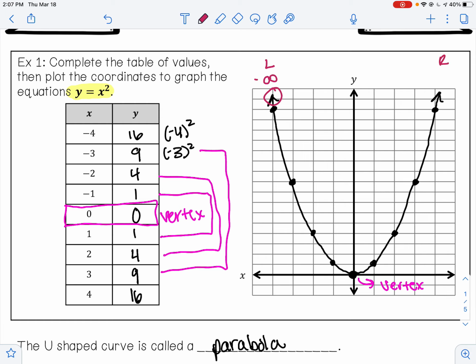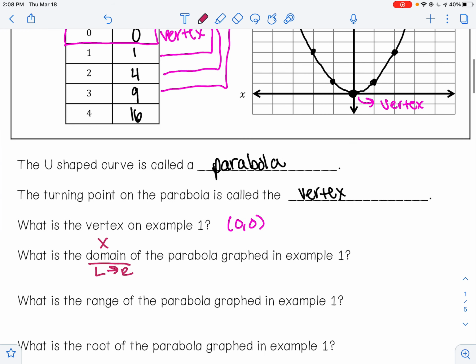My furthest point to the right, well, that's an arrow. I'm going to keep going to the right forever, and eventually I'll get to positive infinity. So my domain from left to right is from negative infinity to positive infinity. Or we could say all real numbers. This R with an extra line is the math symbol that represents all real numbers.